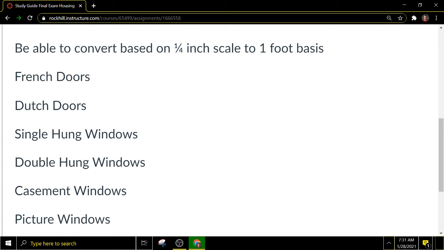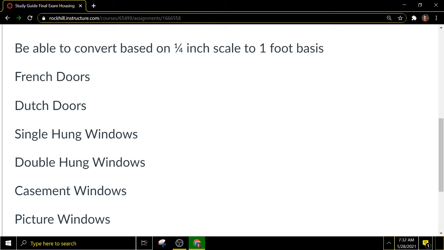We have the different doors and windows. This was talked about more when I was on quarantine. So just make sure that you're looking at that and review it. Remember, you have French doors. French doors obviously are the doors that are split down the middle and they can swing open. You have Dutch doors that are split horizontally, where you have a top and a bottom, and then once again, those can be open.